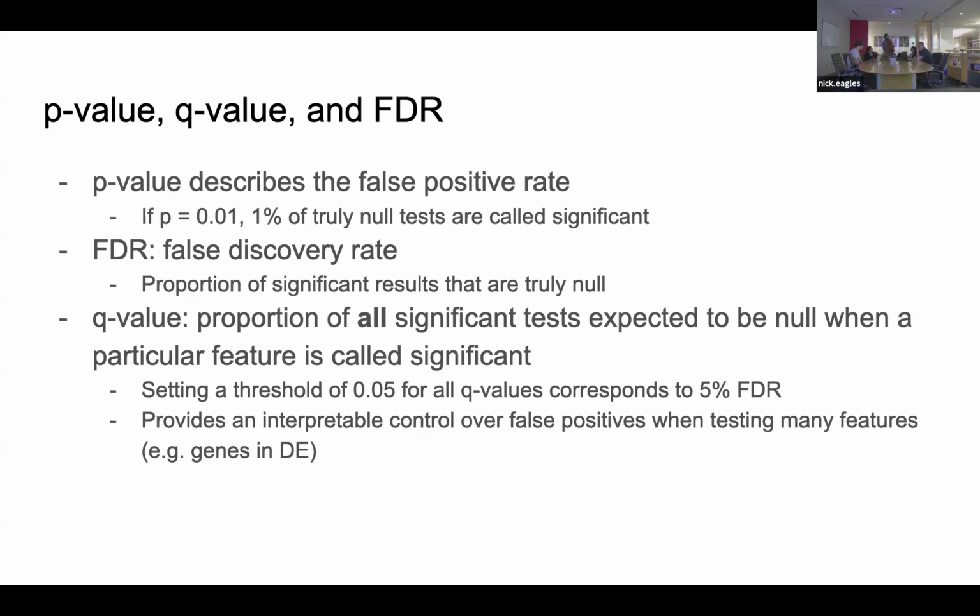So FDR, instead of talking about false positive rate, is the false discovery rate. So we're not talking about the truly null tests. It's more about, if we take all the significant results, how many of those are truly null? The p-value doesn't directly tell us that. So really, FDR is something that's more important to care about because when we're making statements about certain results, we want those statements to be true. So FDR gives us direct control over that.